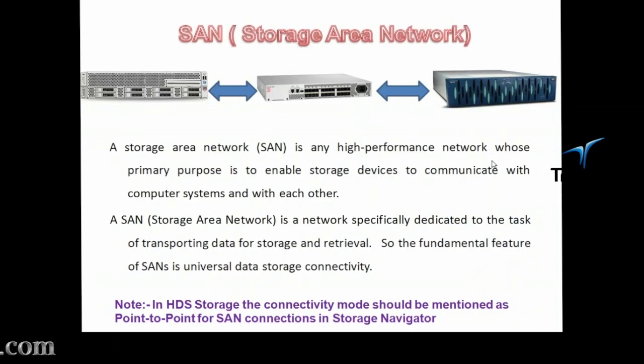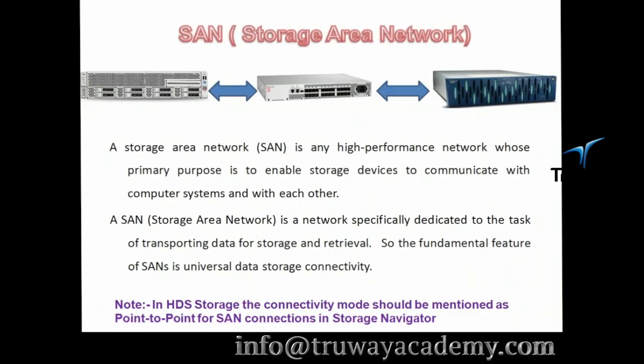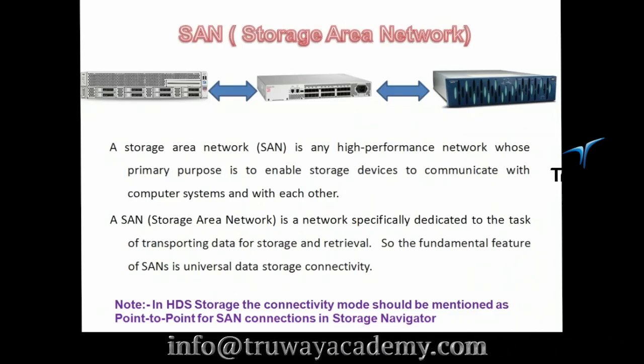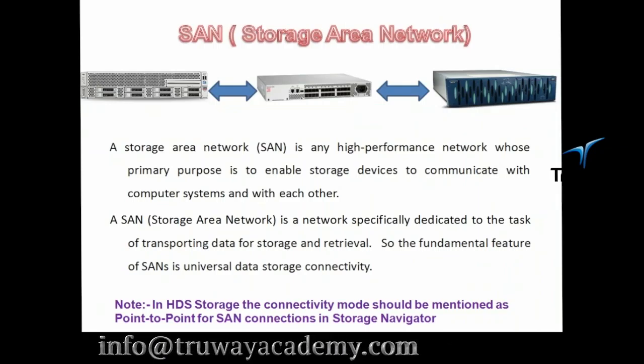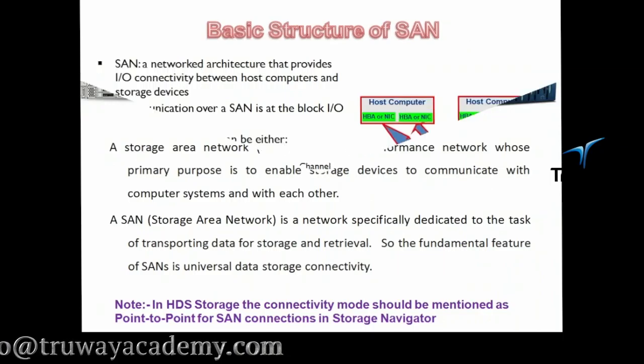A SAN network is a high-performance network whose primary purpose is to enable storage devices and computer systems to communicate with each other. Here you need to understand the primary role of the switch. The switch improves your performance, your number of connections, and your reliability and redundancy. These are a couple of things you can see in the switch. So this is the basic structure of SAN.